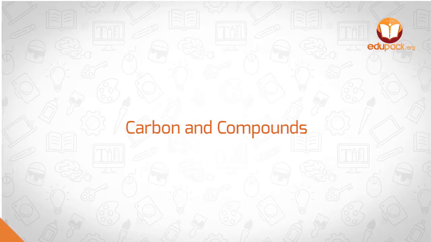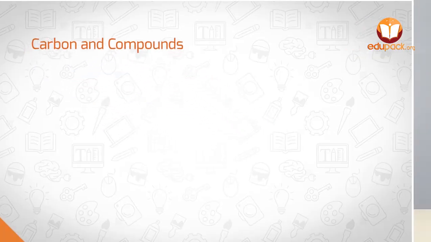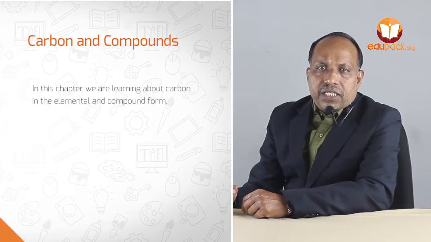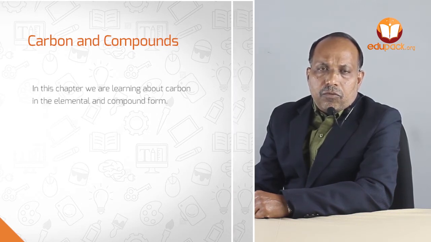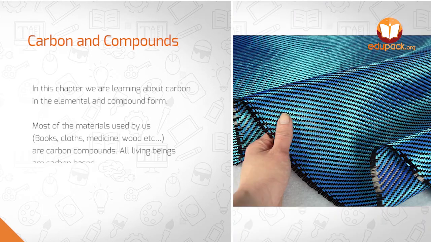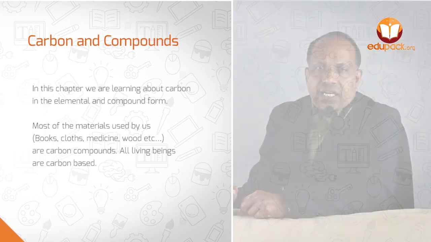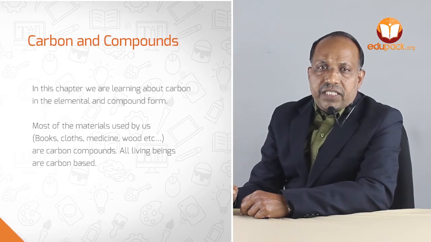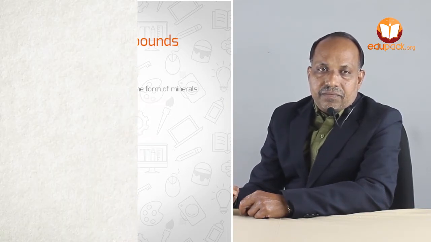Today we are discussing about the chapter on carbon and its compounds. In this chapter, we are discussing about carbon in the elemental and compound form. Most of the materials used by us, for example books, clothes, medicine, wood, etc. are carbon compounds. Besides these, all the living beings are carbon based.